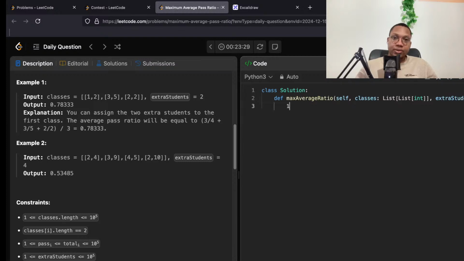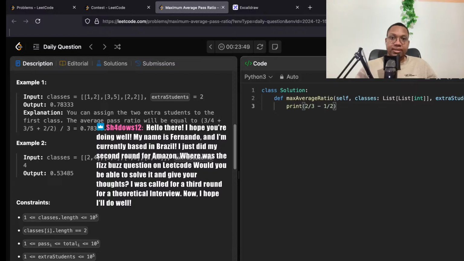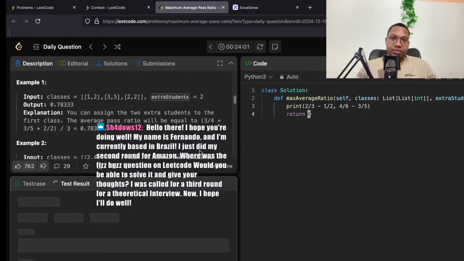Oh, I get it. So we compare. So for 1 of 2, the difference is going to be 1 of 3, or it'll be 2 of 3 minus 1 of 2. Like that's literally it. And so we do that for all of them. So then we do like 4 of 6 minus 3 of 5. And that should give us it. That's the math.